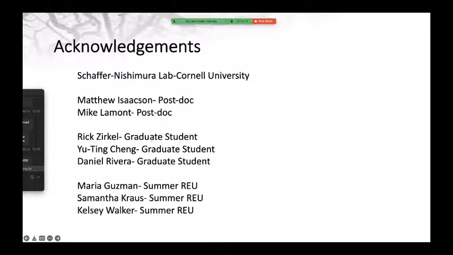Rick Zirkel is the grad student who's helping me on this project with some of the coding for the speed sensor, as well as helping to build the new treadmill. Yuting Cheng put in a lot of the work at the start of this project to help get it going. He's already graduated from the lab. And Daniel also helps with the coding, and three REU students, Maria, Samantha, and Kelsey, for their great efforts in helping to get this project going.